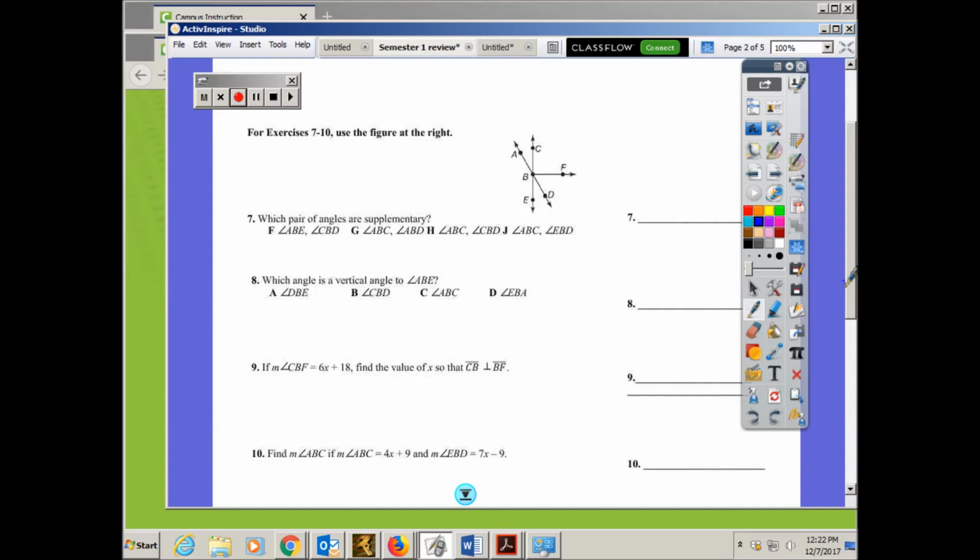So for number 7, which pair of angles are supplementary? One of the keys here would be what makes a linear pair? Because a linear pair, if I add them together, it's 180 degrees. So if I start looking, ABE, that would be that angle, and CBD. Those aren't a linear pair, are they? What kind of angles are they, by the way?